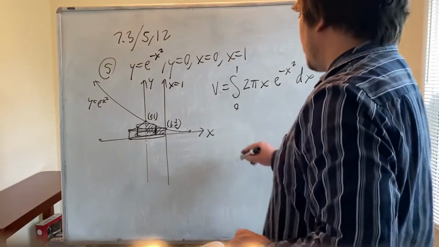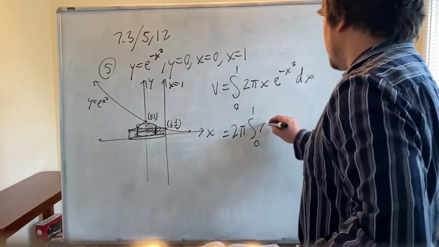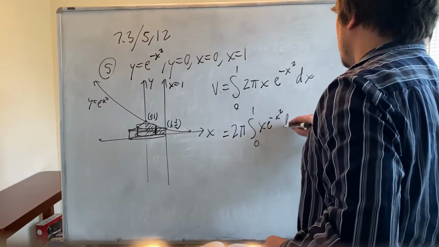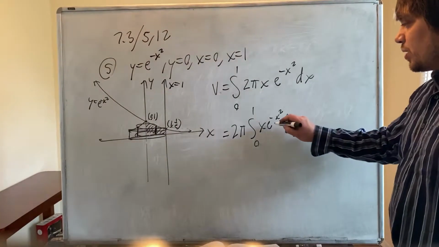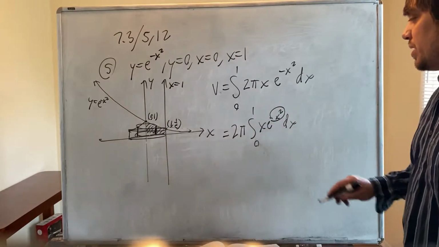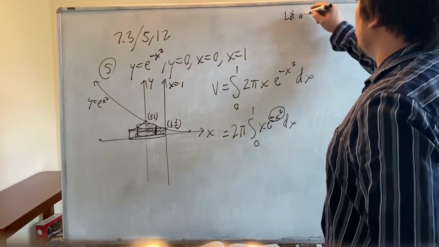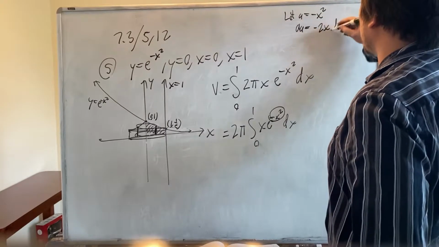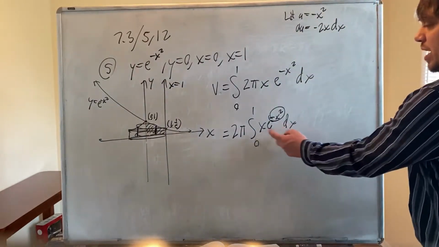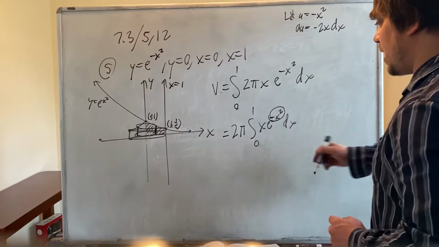Okay, so you just find that definite integral. That's 2 pi times the definite integral from 0 to 1 of x e to negative x squared dx. And so we're going to use u substitution. To use u substitution, I'm going to let u equal negative x squared. Du equals negative 2x dx. So what am I missing here? I have an x dx, I'm missing a negative 2. So I'm going to put the negative 2 there. Actually, I have a 2 here already.